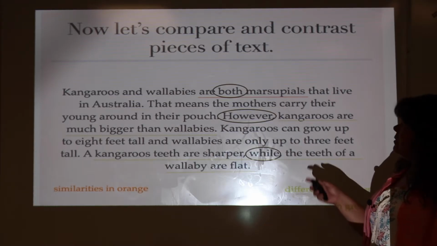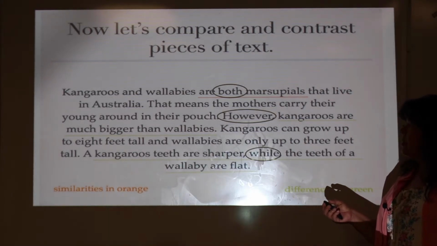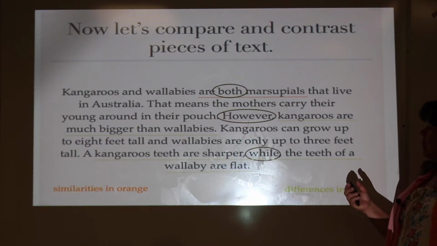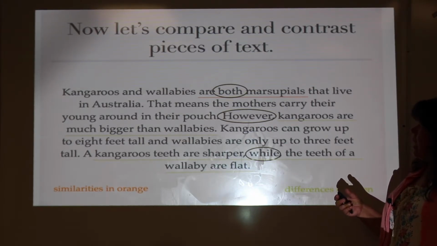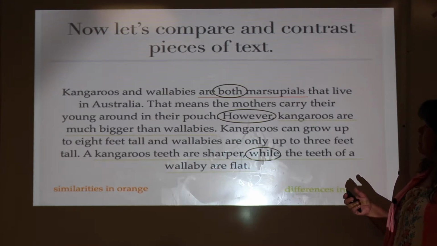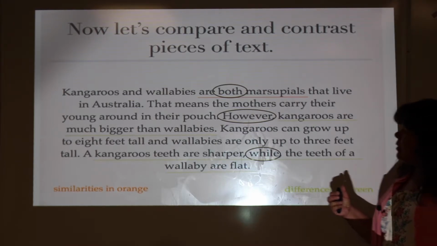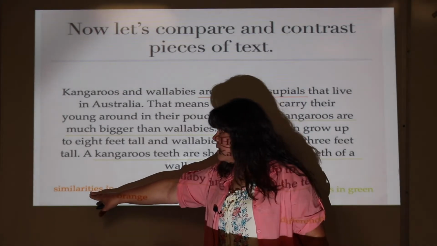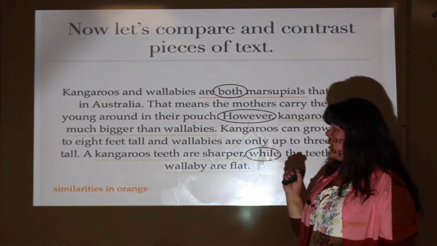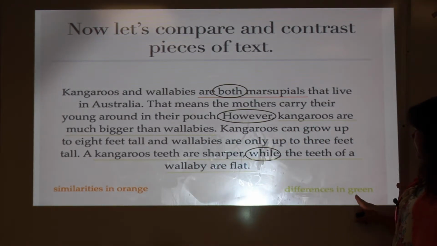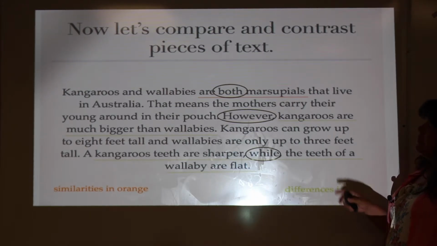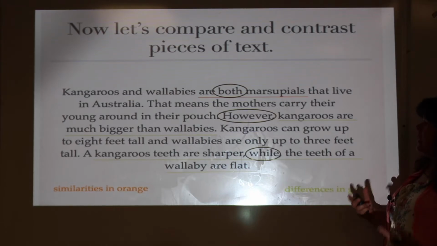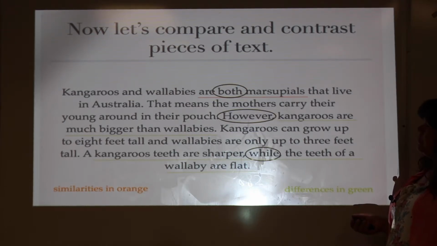So now I have this little story here that I'm going to read through, and I'm going to show you how you would mark and make some notes to yourself so you can compare and contrast this piece of text. The things that are the same or similar are underlined in orange, and things that are different are in this green color. Kangaroos and wallabies. I'm just first going to read it to get the idea of what's going on in the story.